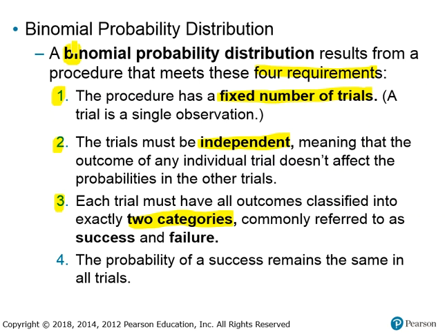So as long as you can do that by saying something is a success, or what you're looking for, and something is a failure, what you're not looking for, then we're good to go. The fourth one is that we have to make sure that the probability remains the same throughout the time. It can't change as we go along.